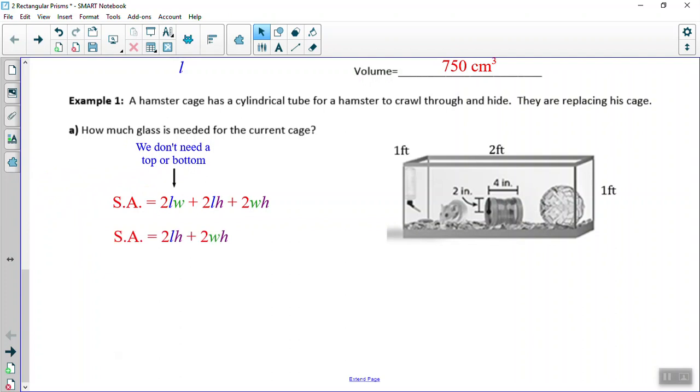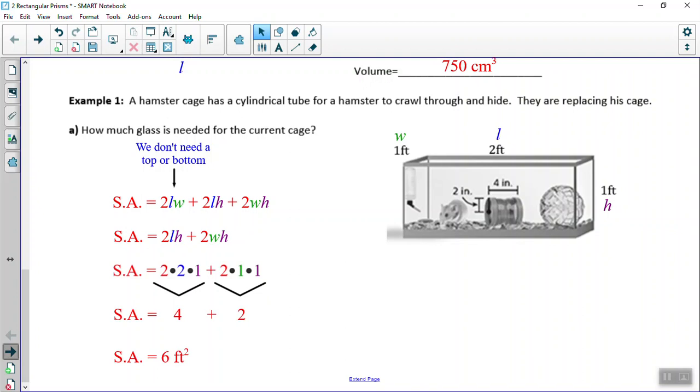All right, so now I'm substituting everything that we have, my width, my length, and my height. So now I can go ahead, substitute in what I do have, or what I do need, and do the math. And my surface area ends up being 6 feet squared. So I need a total of 6 square feet of glass. All right, let's go to the next page.